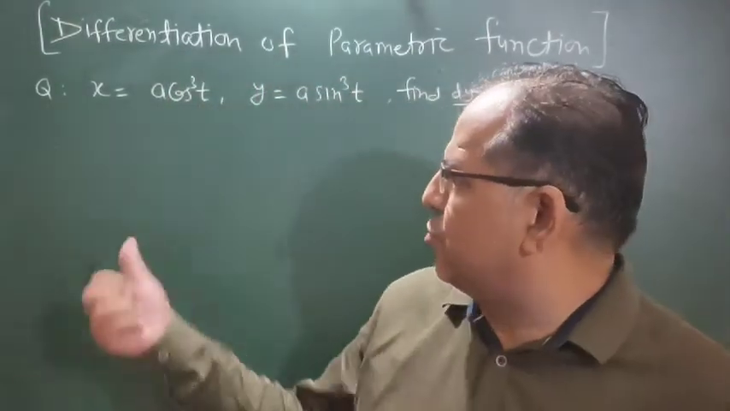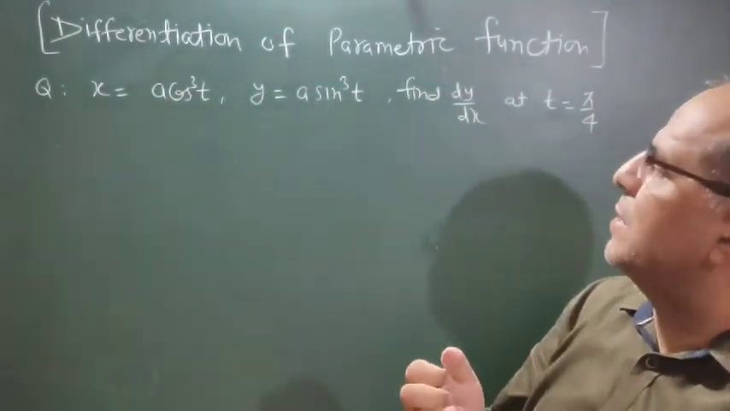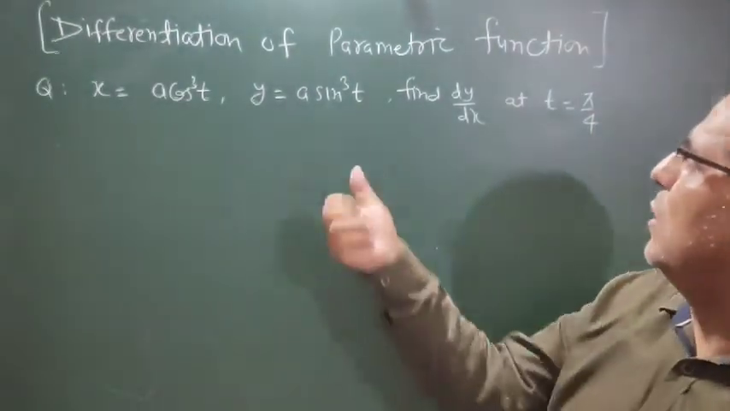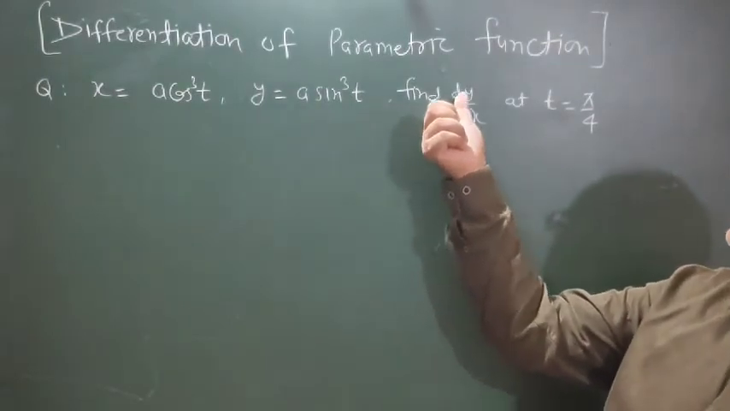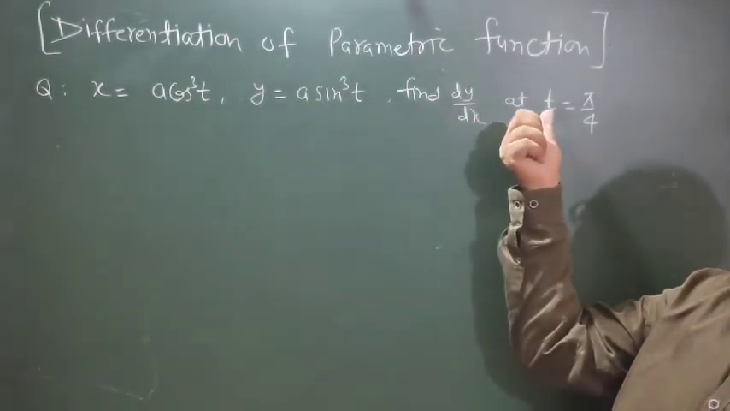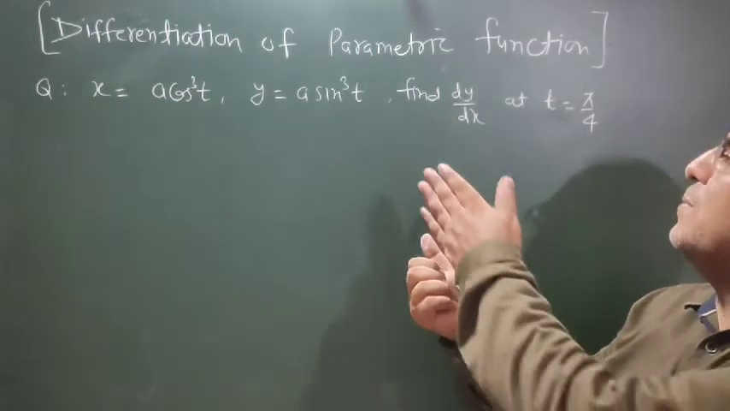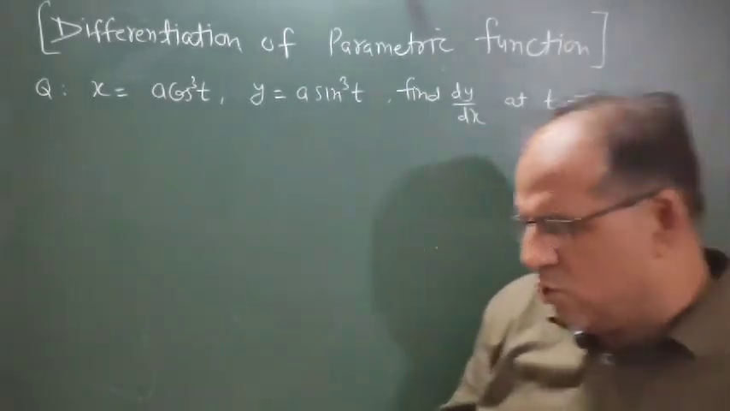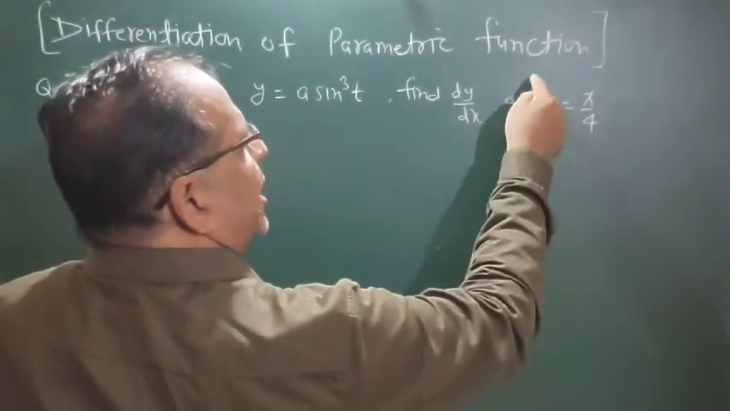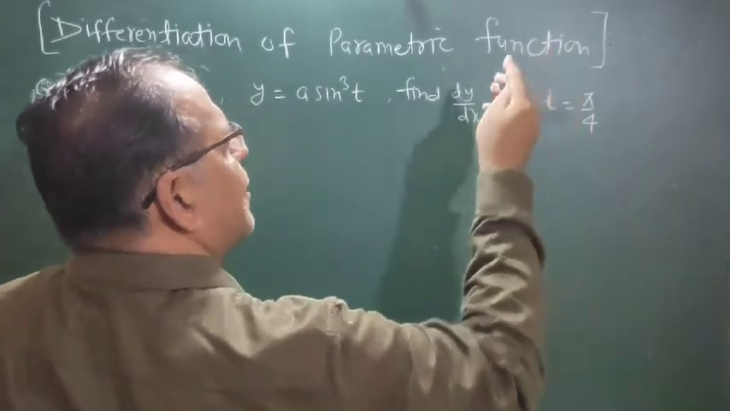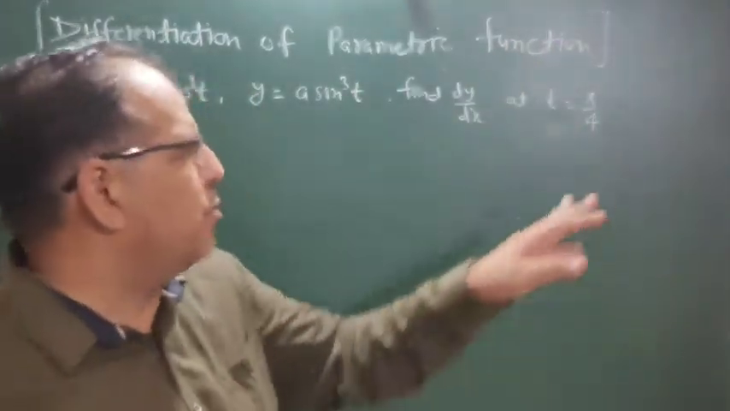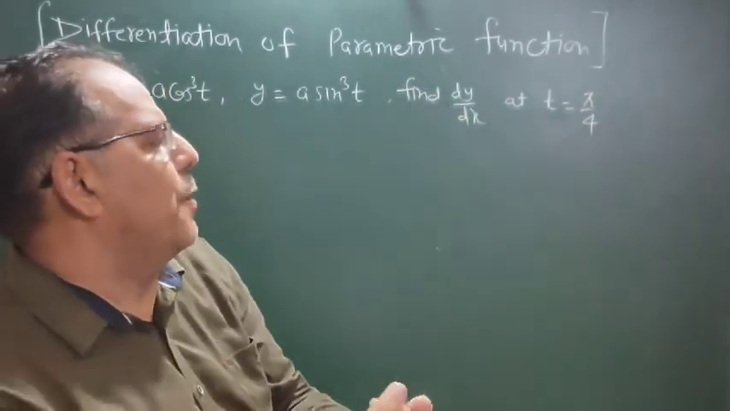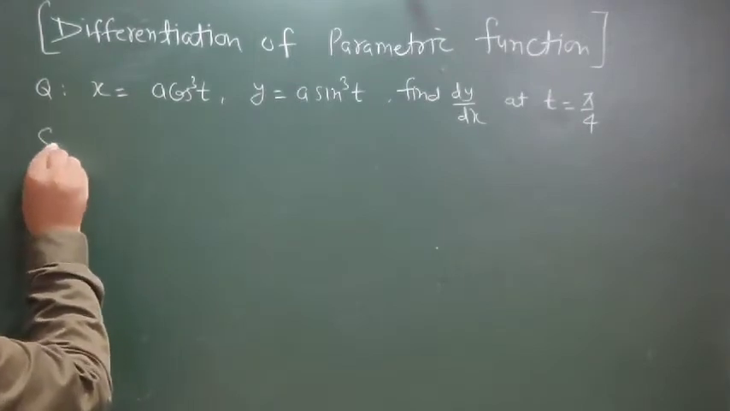Now I am taking another question based on differentiation of parametric functions. The question is x equal to a cos cube t, y equal to a sin cube t. We want to find the derivative of y with respect to x at t equal to pi by 4. Sometimes in examinations this condition is also included in the question. There is no change in the solving process. Finally, when we write the answer, we put the given value of t in the answer. So how can we solve this question?